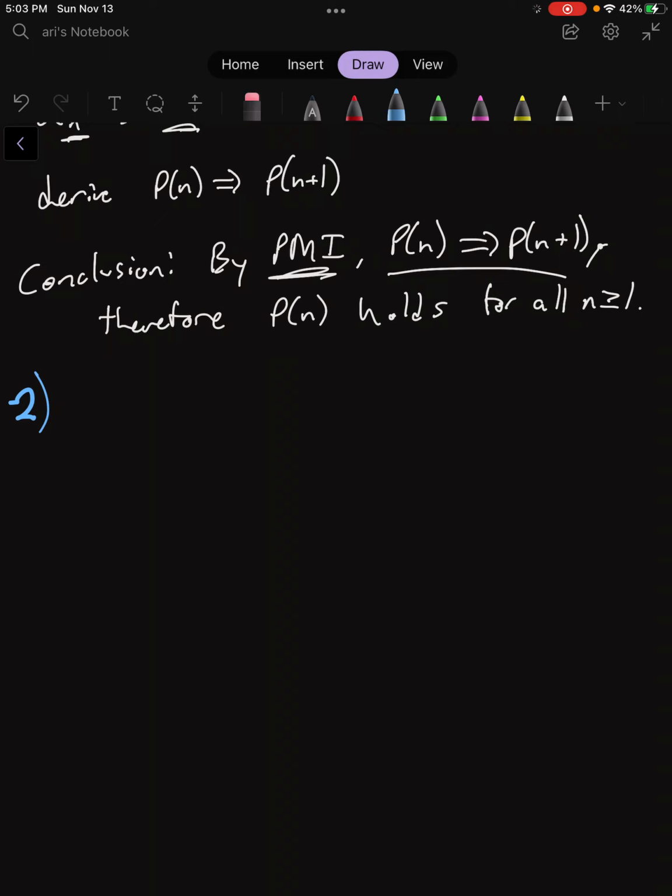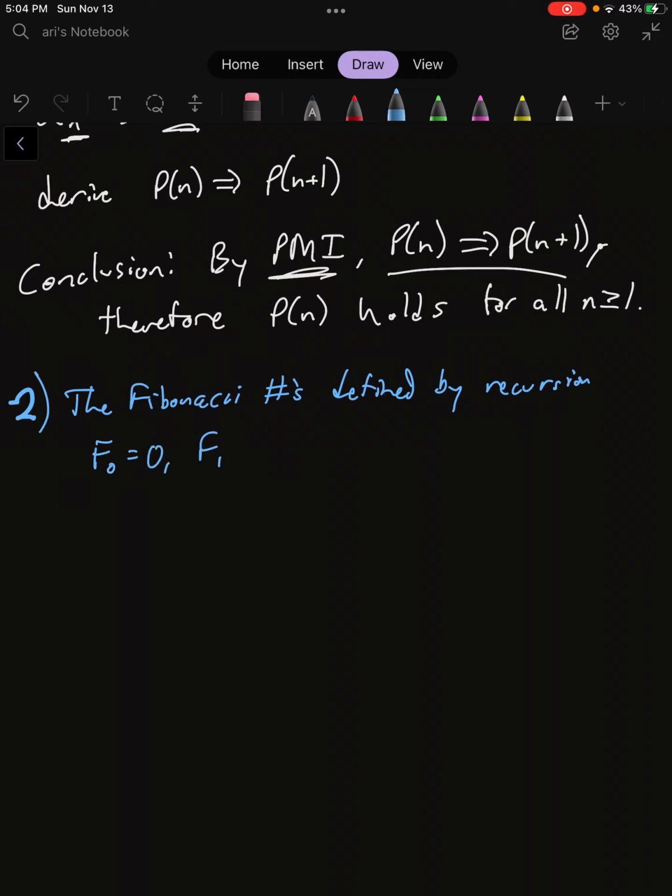Okay, number 2. So number 2 says the Fibonacci numbers. Maybe some of you comp sci people know about the Fibonacci numbers. Fibonacci numbers are defined by recursion. So f of 0 equals 0. That just means the first number. The next one is 1. I think f of 2. Or we don't have f of 2. We'll have to figure out f of 2.